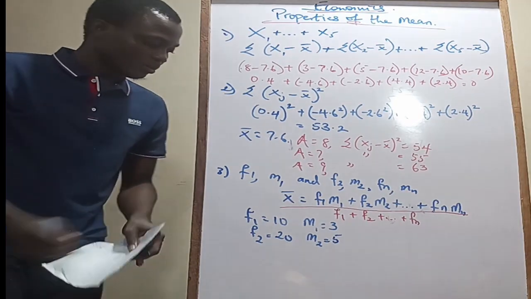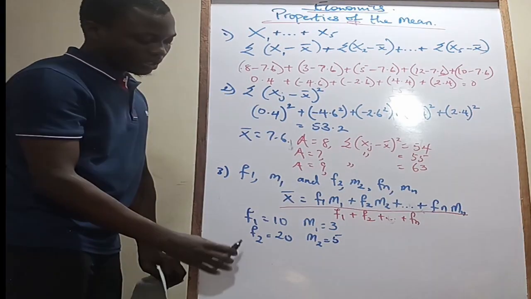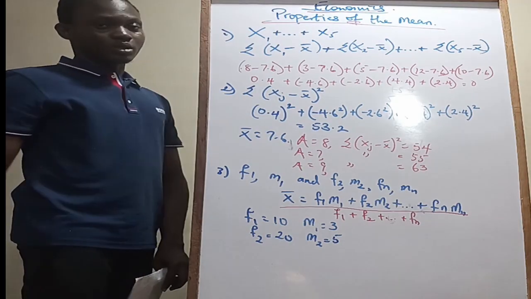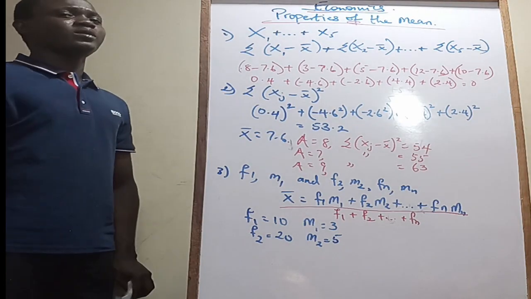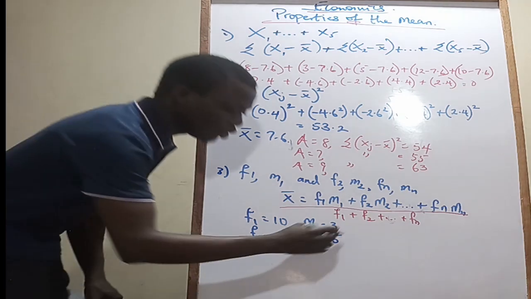So the mean of 10 numbers is 3. It could be said in words: the mean of 10 numbers is 3, the mean of 20 numbers is 5. So calculate the overall mean. I like that. What are they doing? That's nice. All right, so what do we do?